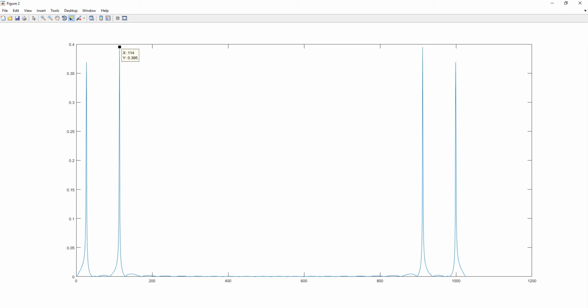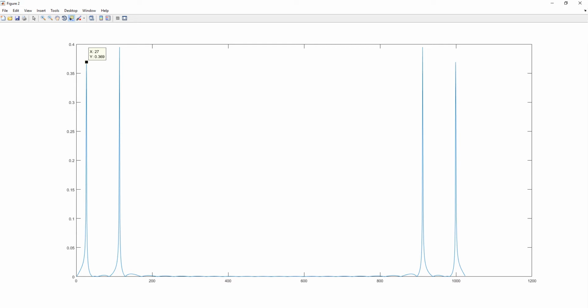So now the thing is, how can we tell that the x-axis is the frequency? Instead of points, we want to make the x-axis a frequency. So how can we do that? There is a relation between the x-axis point and our sampling frequency. So here is how we can convert.